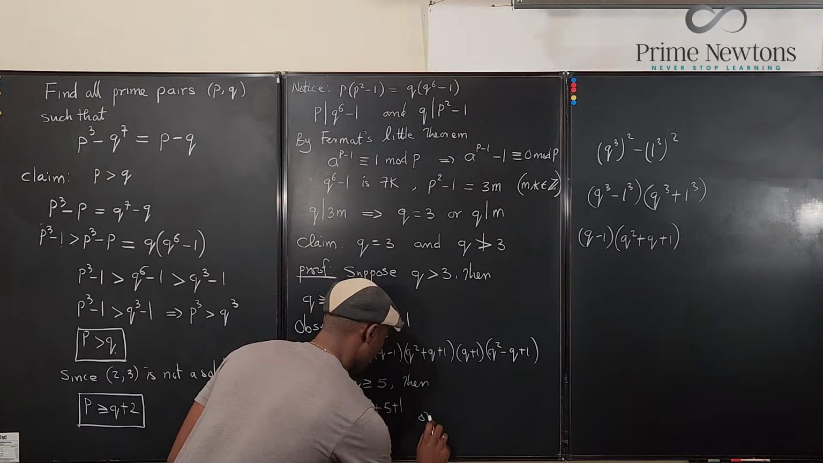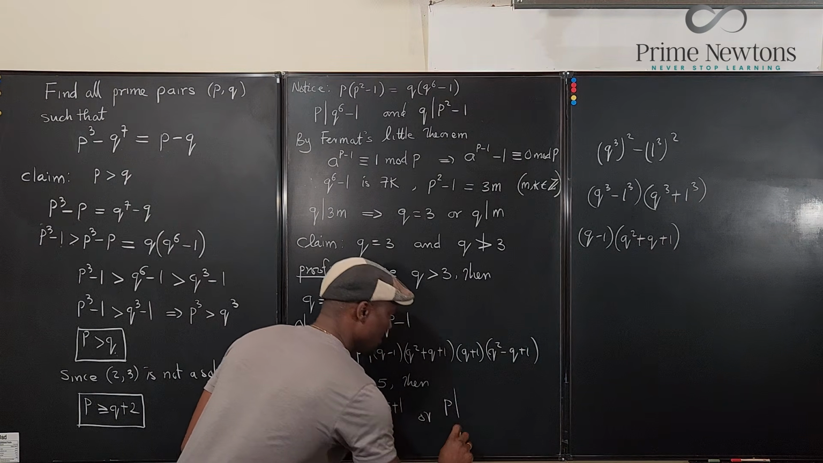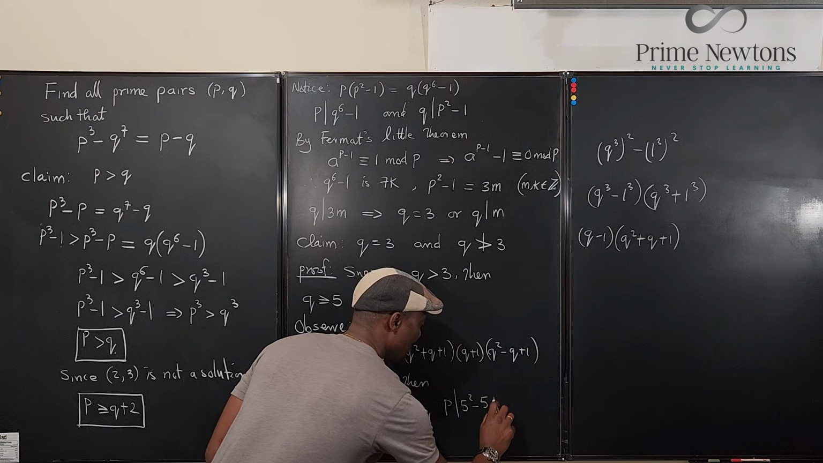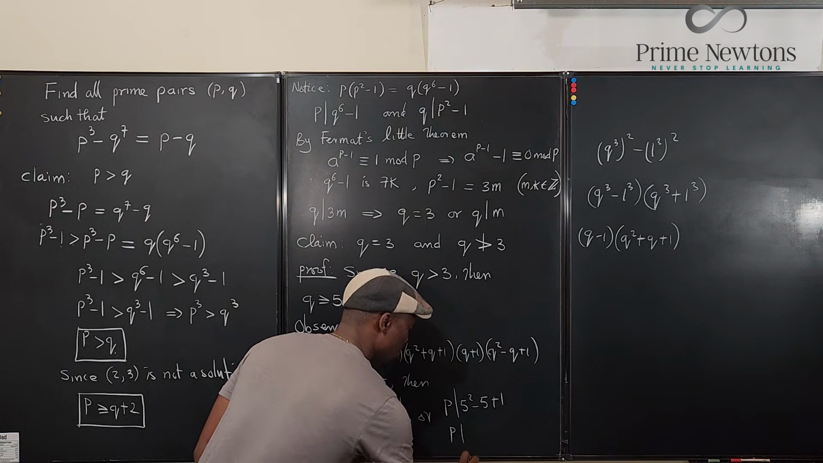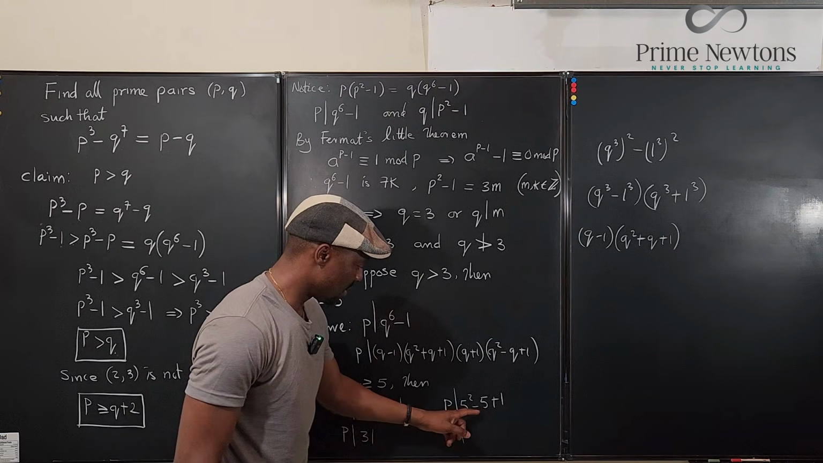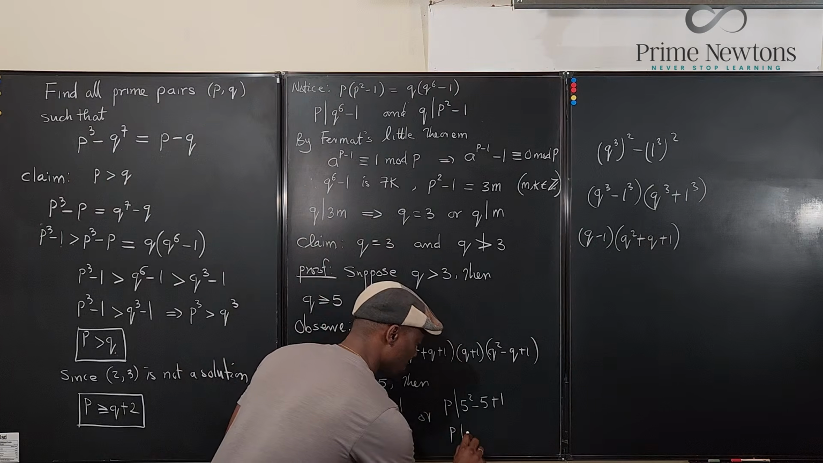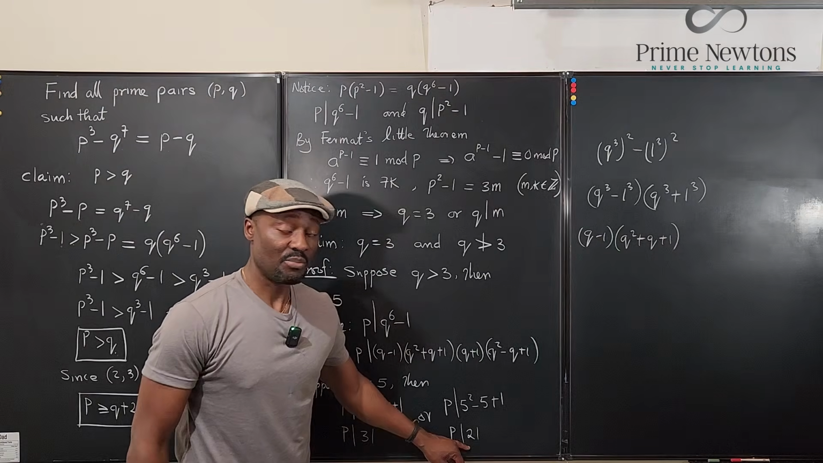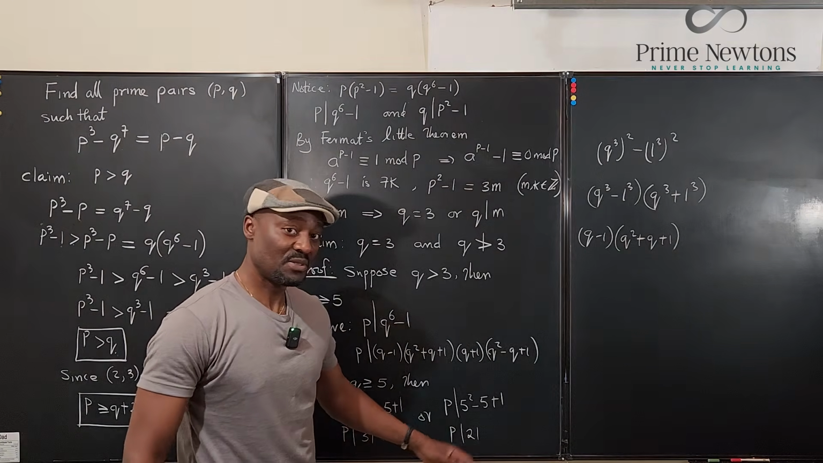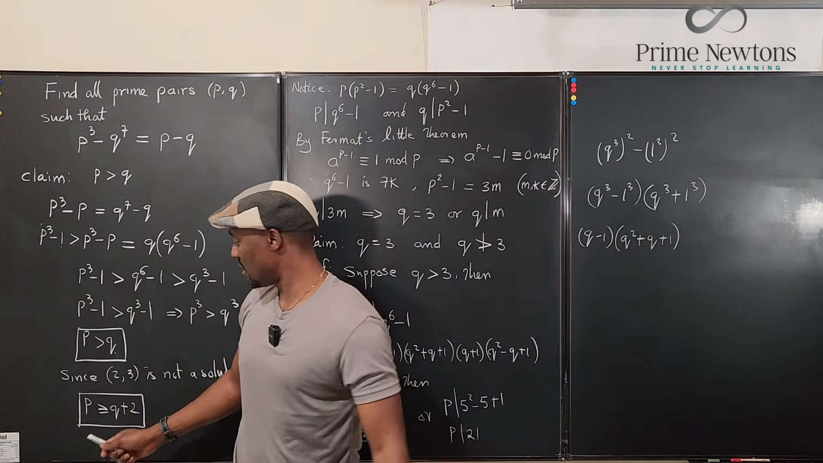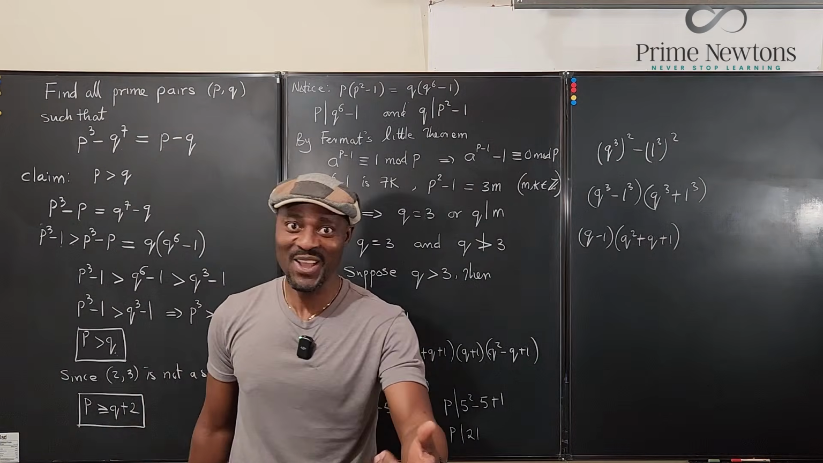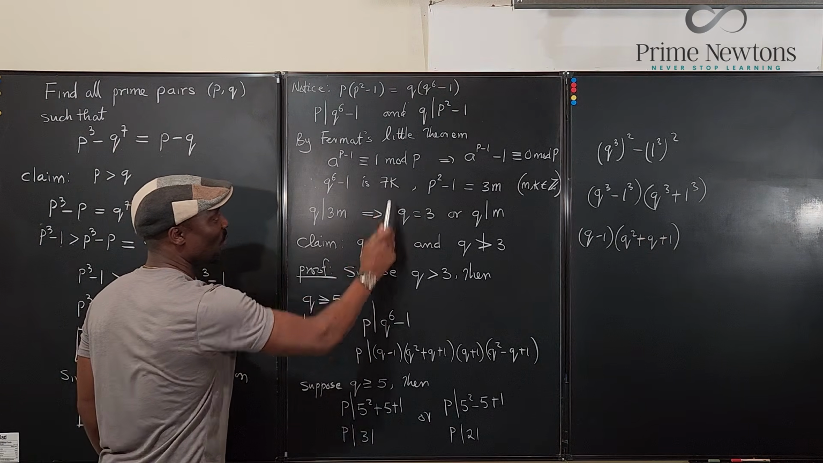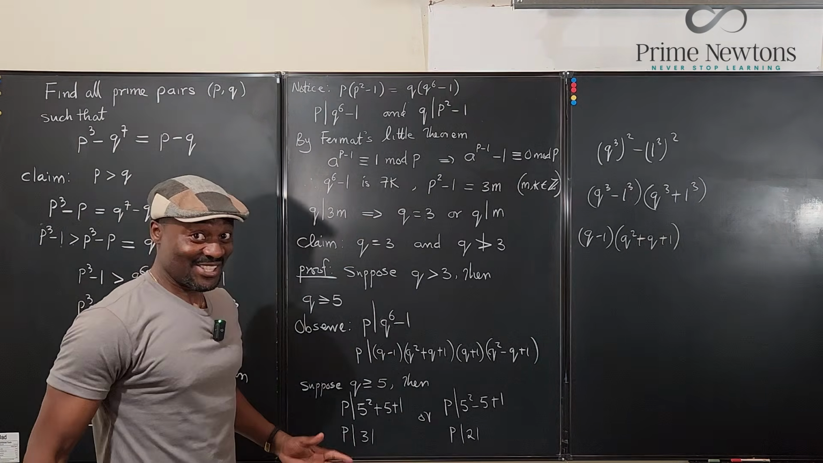Or p must divide this one, 5 squared minus 5 plus 1. So p must divide, what do you have here? 21. 21 is the product of two primes, so p must be 3 or 7. We already said p is not 3, so p must be 7. Well, 7 is showing up here, remember? So p is either 7 or it is here. The answer is beginning to show up.